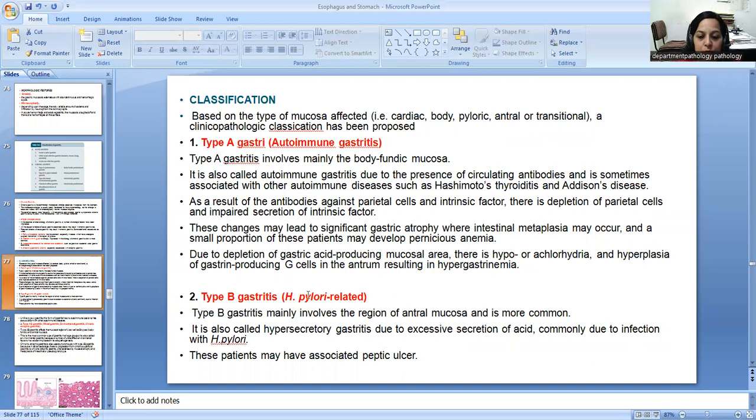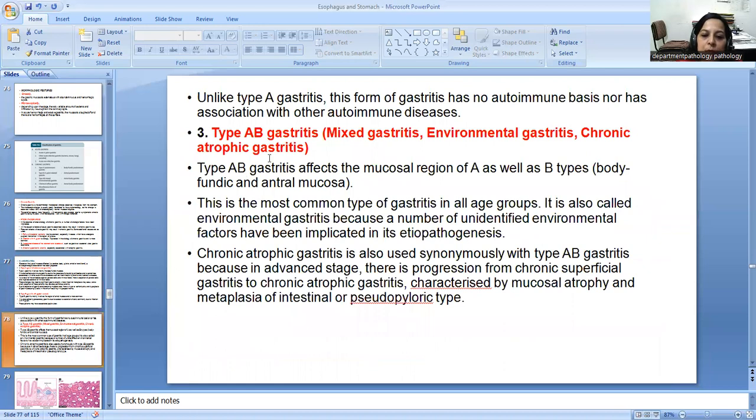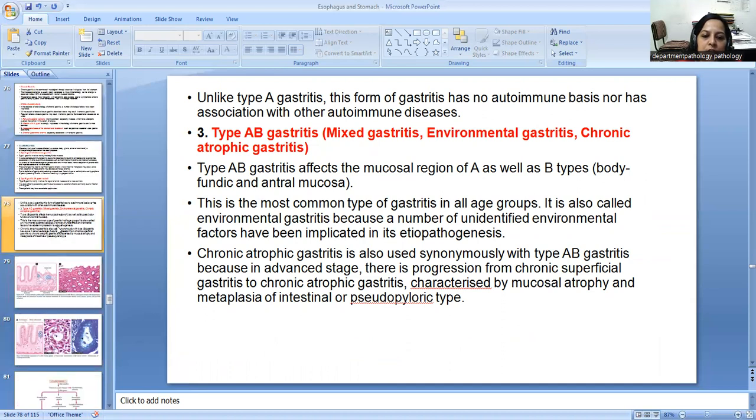Type B gastritis, which is also known as H. pylori related, mainly involves the region of antral mucosa. It is also called as reflux gastritis, and reflects a sequela of acute infection with H. pylori. Third type is type AB gastritis, which affects the mucosal region of A as well as B type. This is the most common type of gastritis in adults. Also called environmental gastritis because a number of unidentified environmental factors have been implicated in its etiopathogenesis.